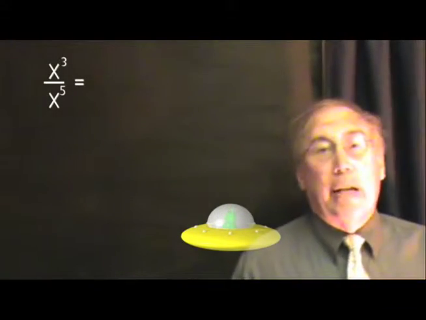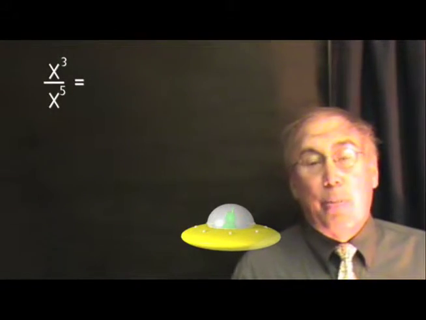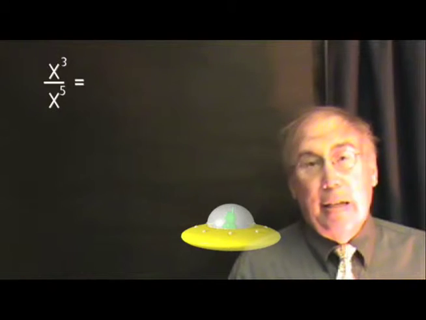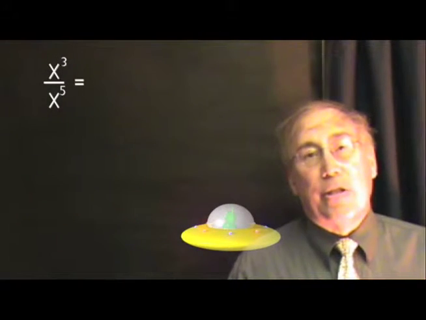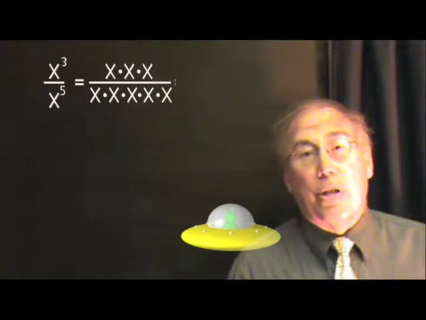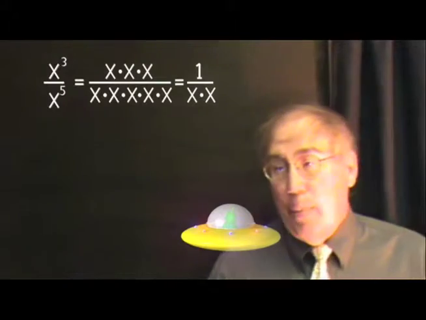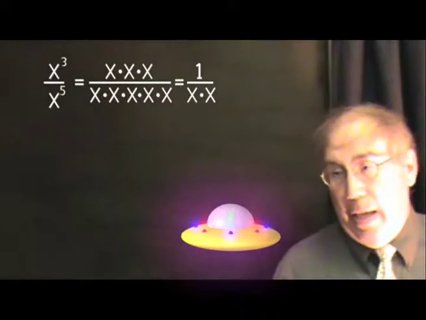x cubed over x to the 5th. All right, that means 3 x's multiplied by themselves in the numerator, and 5 x's multiplied times themselves in the denominator. And we can go ahead and cross out 3 x's on top and 3 x's on the bottom, and we get 1 over x squared.